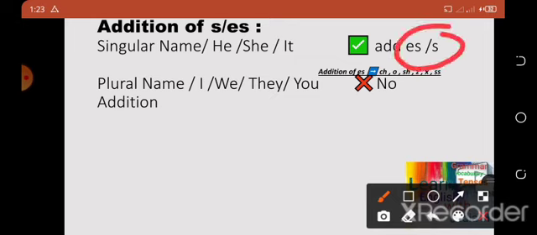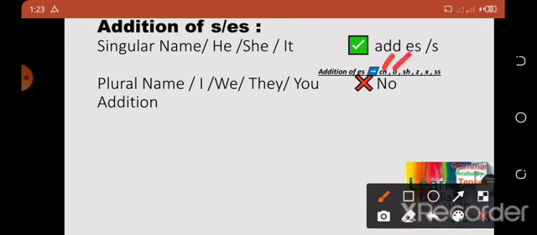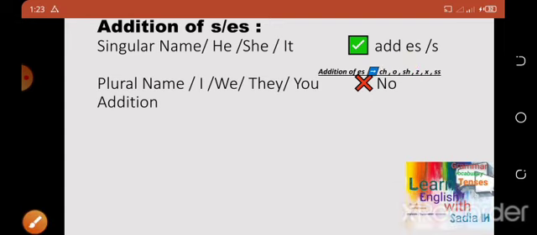And where we have to add es: you have to add es whenever you see that the verb is ending with letters like ch, o, sh, z, x, or double s. So you have to add an es there. And with subjects like plural names, I, we, they, you, you don't need to add anything there.